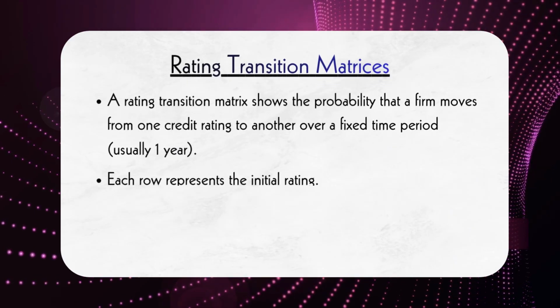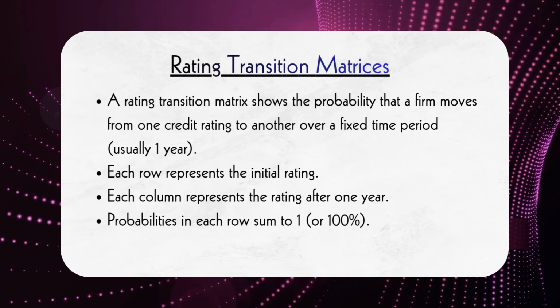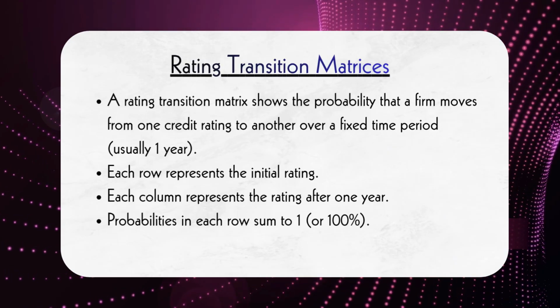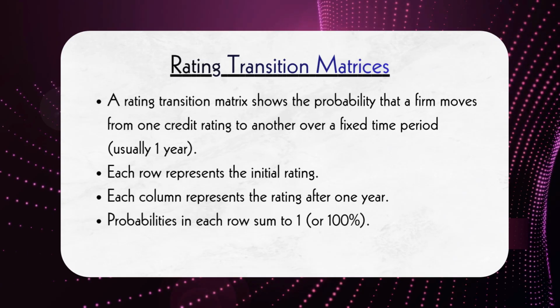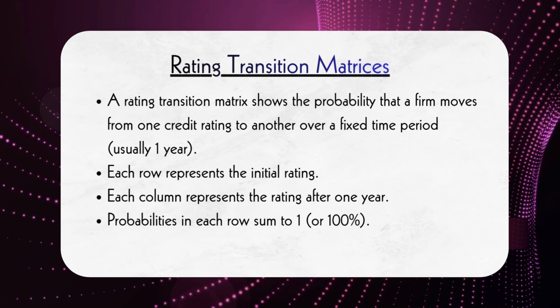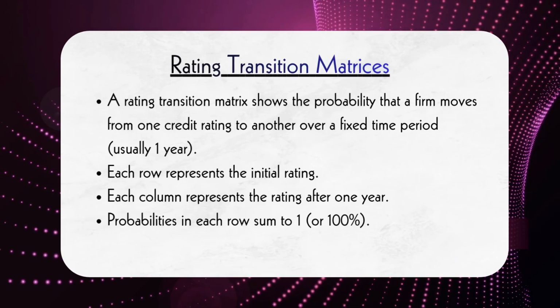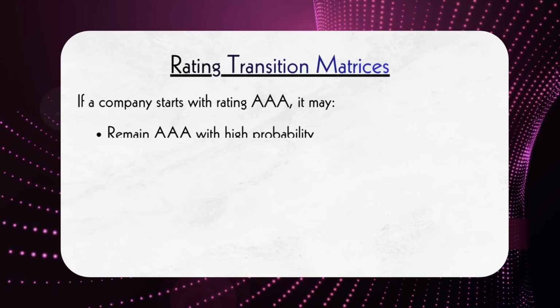Next, we move to rating transition matrices, which are a core tool in credit VaR modeling. A rating transition matrix shows the probability that a company moves from one credit rating to another over a fixed time period, usually 1 year. Each row represents the starting rating, and each column represents the rating after 1 year. The probabilities in each row always sum to 1.